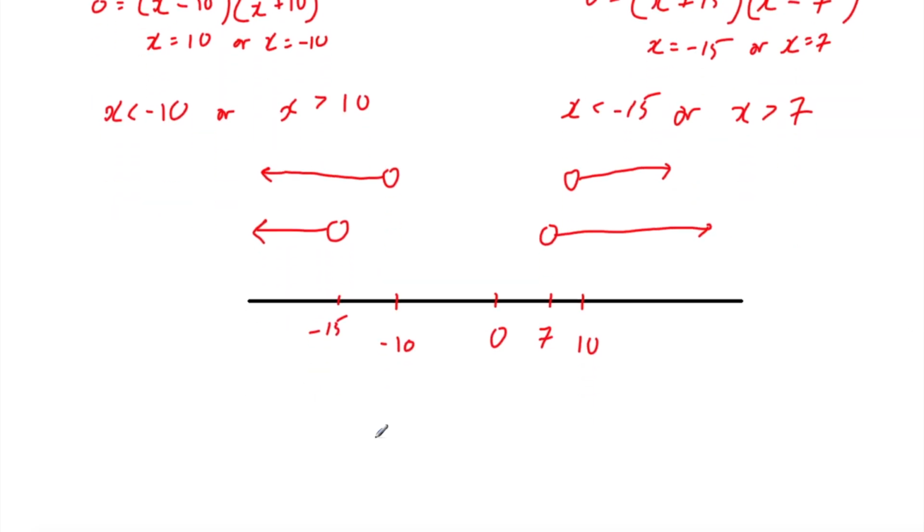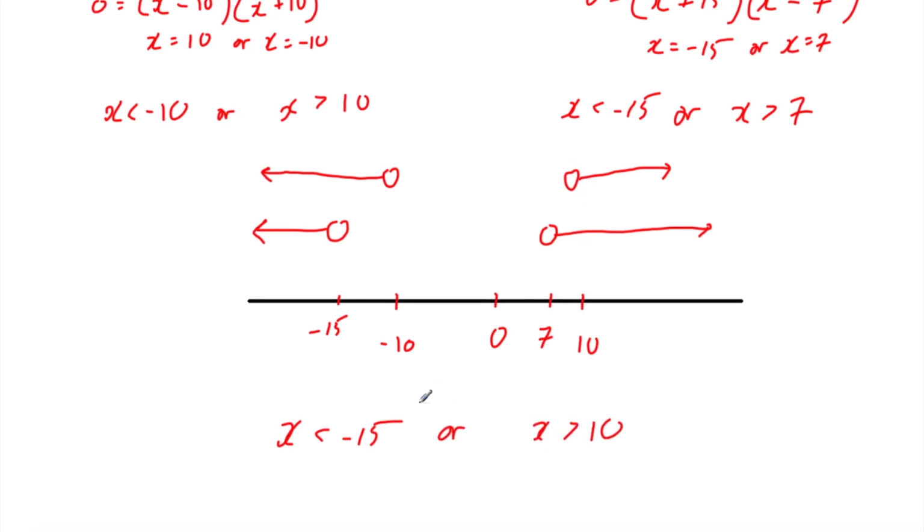So that's one part of our solution, that x is less than negative 15. So any value of x that is less than negative 15 would satisfy both of the inequalities. And then if we have a look at these solutions, we want to find where they overlap. So that'll be any value of x bigger than 10. So x is bigger than 10.